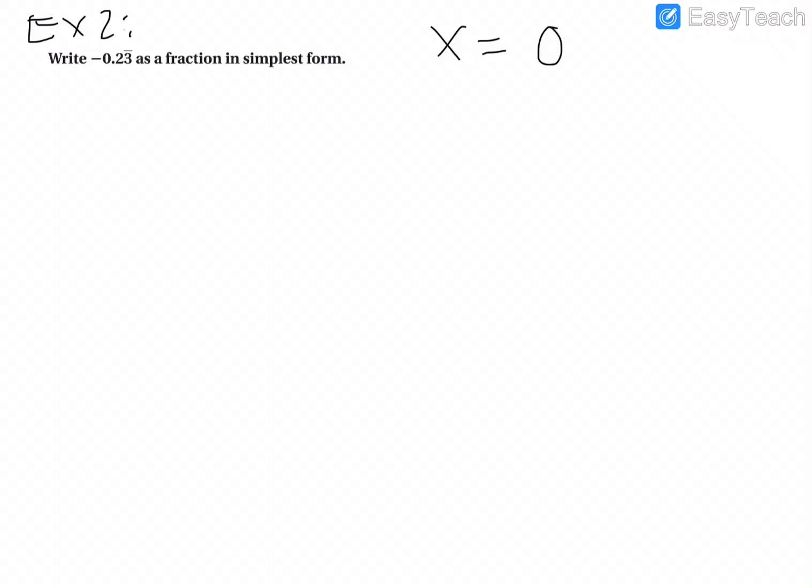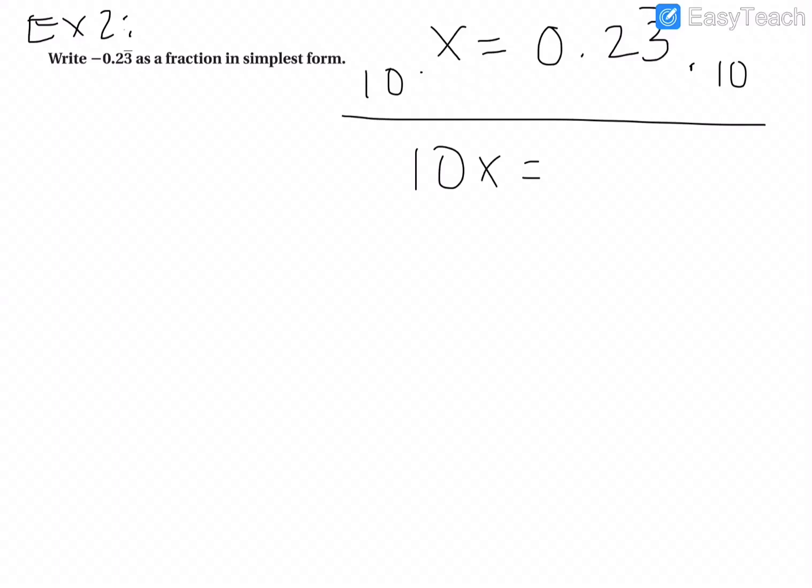So step 1, writing it. Be careful again to only put the repeating symbol over the 3. We're still only multiplying by 10 because there's only 1 digit repeating here, the 3. So we have 10x equals, and be careful, don't make the same mistake I almost made. This is only the 3 repeating, so once you move it over, it's 2.3 repeating, 2 3/10 repeating.